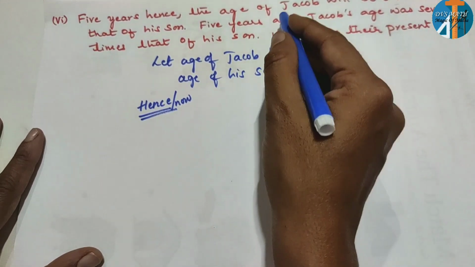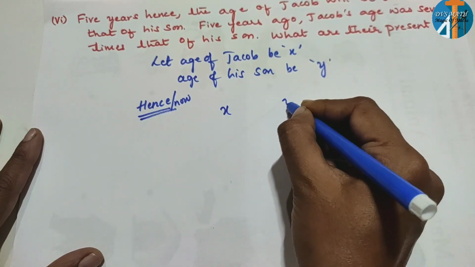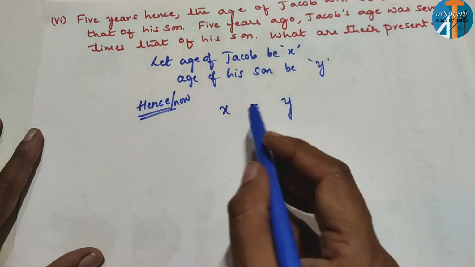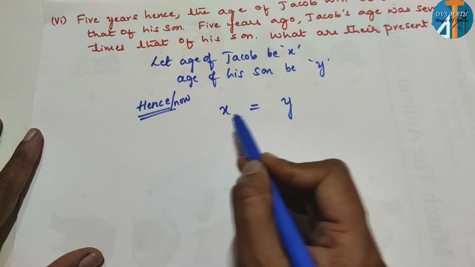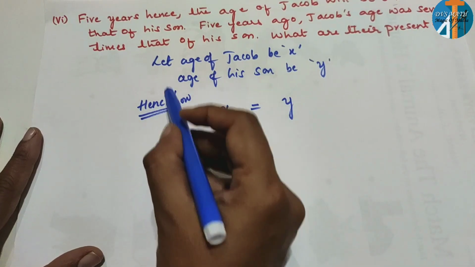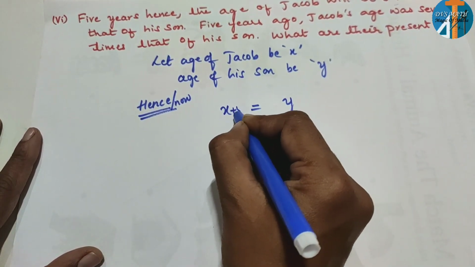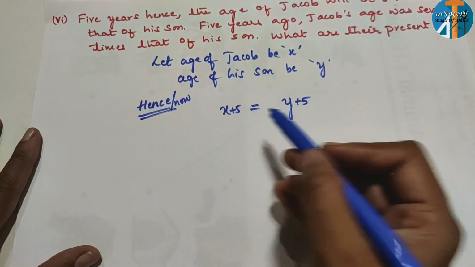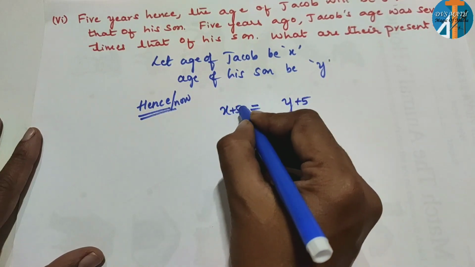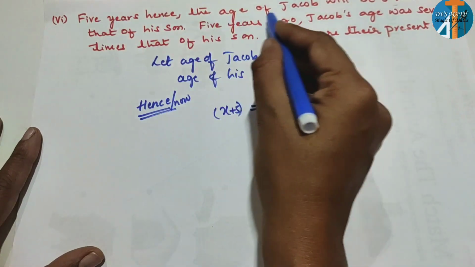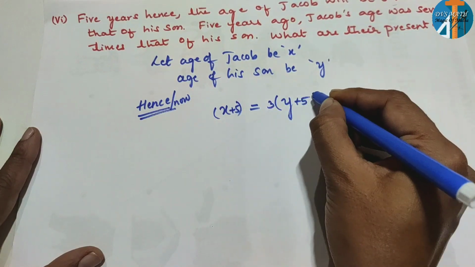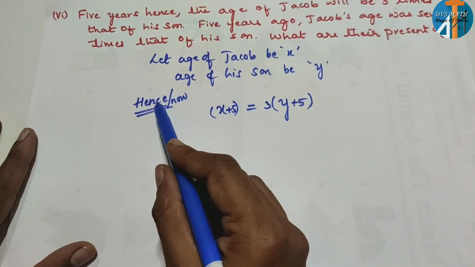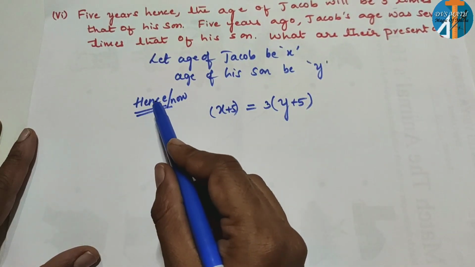Now, Jacob's age is x and the son's age is y. Hence means 5 years from now, so you have to add plus 5 for both cases. So x plus 5. How many times is he saying? Jacob will be 3 times. 3 times means multiplication, so x plus 5 is equal to 3 times (y plus 5), because it is 5 years from now or 5 years hence.